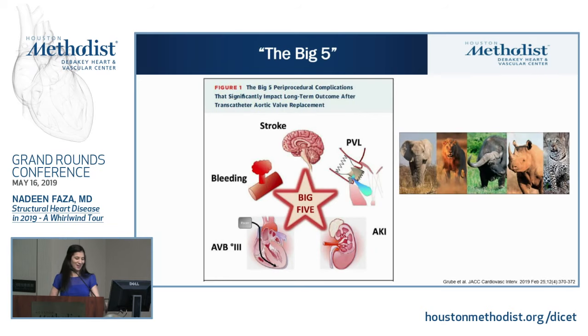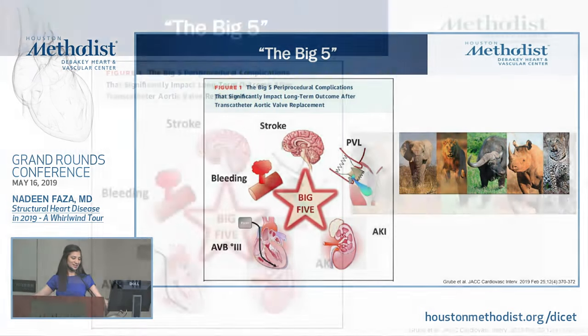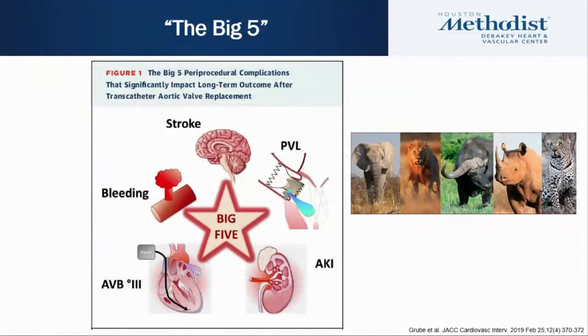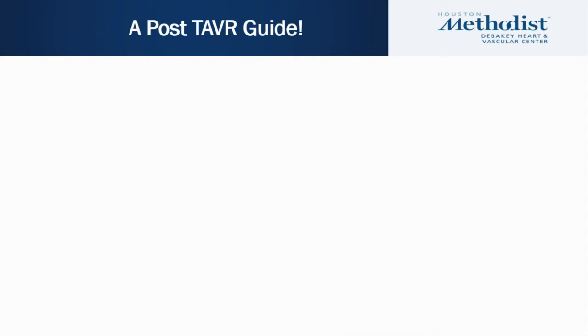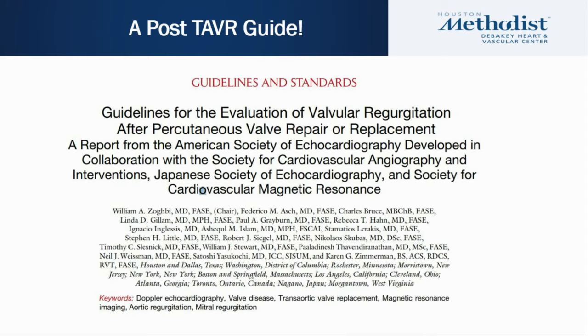Let's talk about the Big Five. This was just recently published in JACC Cardiovascular Interventions, discussing the five peri-procedural complications of TAVR that impact outcomes. These include stroke, PVL, bleeding, third-degree AV block, and AKI. They were called the Big Five in reference to the five most dangerous animals to encounter when you're on foot.